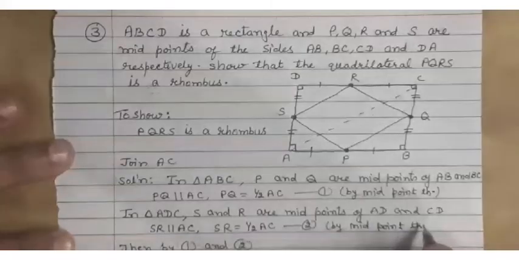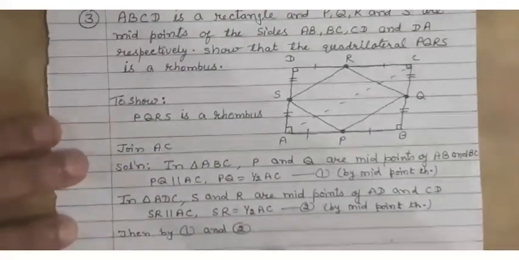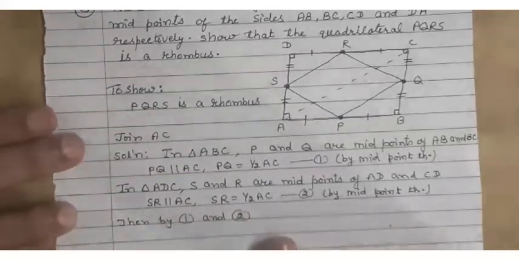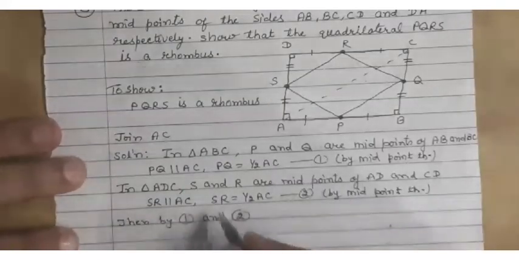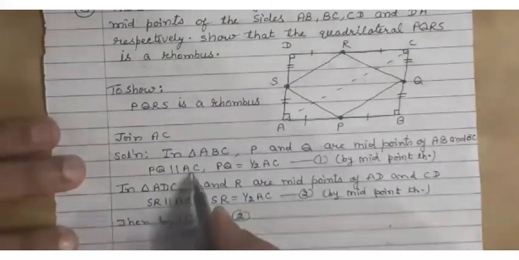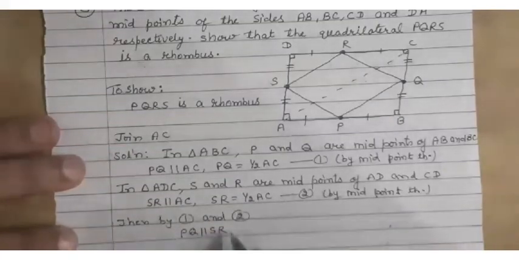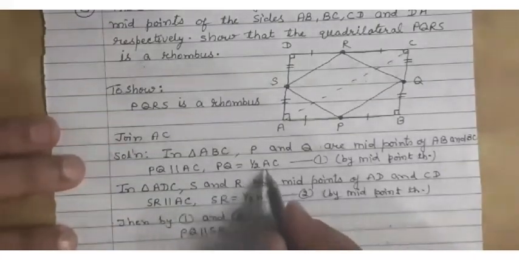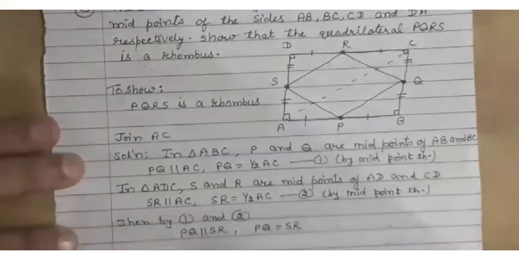And the reason is the same, by midpoint theorem. And by first and second, what can we do? PQ will be parallel to SR. See, PQ is parallel to AC and SR is parallel to AC. What is the meaning? PQ is parallel to SR. Similarly, PQ equal to half of AC and SR equal to half of AC. This will be PQ is equal to SR.